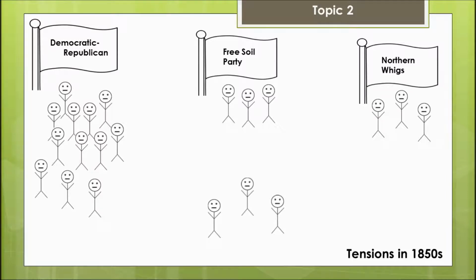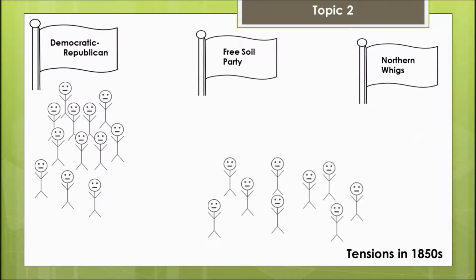And the reason why is they felt new territories, like Kansas and Nebraska, should not be allowed to vote on slavery. It should simply be illegal in those new territories. The rest of the group in the Democratic Republican Party didn't really want to deal with the issue. It's not that they were so much in favor of slavery, it's that they didn't want to deal with the issue, period.